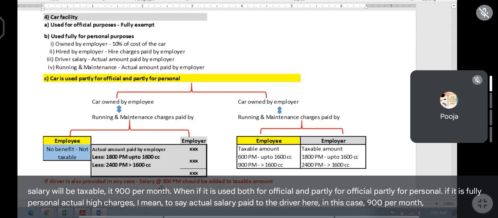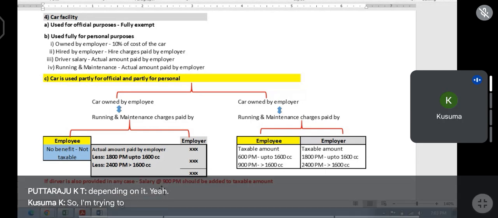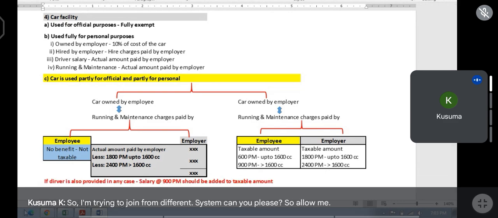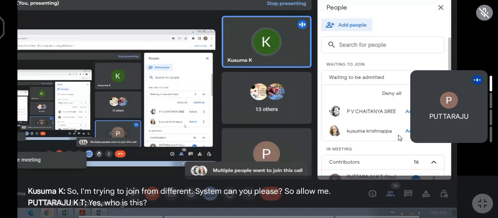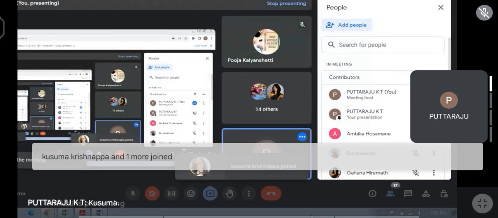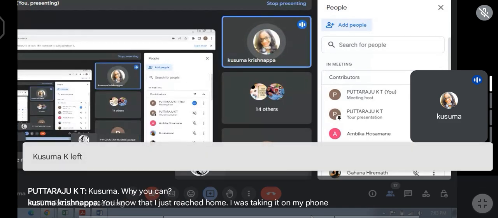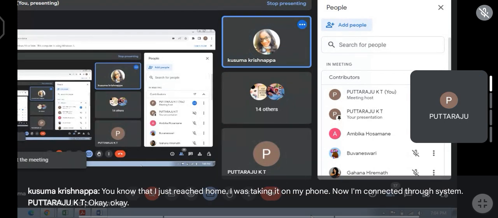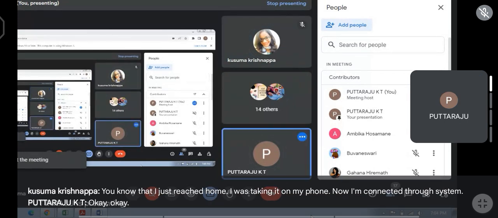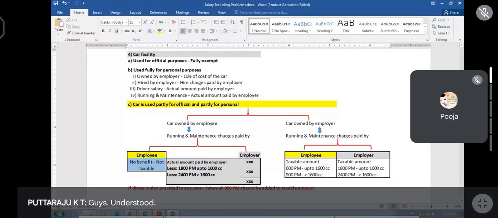Yes, sir. I'm trying to join from a different system. Can you please allow me in? Yes, yes. Who is this? Kusuma, sir. No, sir. I just reached home. I was taking it on my phone. Now I'm connected through the system. Okay. Okay, guys. Understood? Yes, sir. Okay.